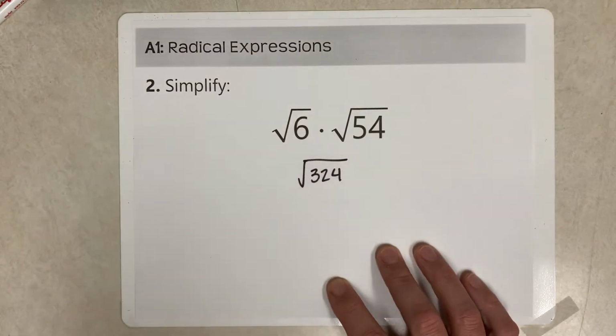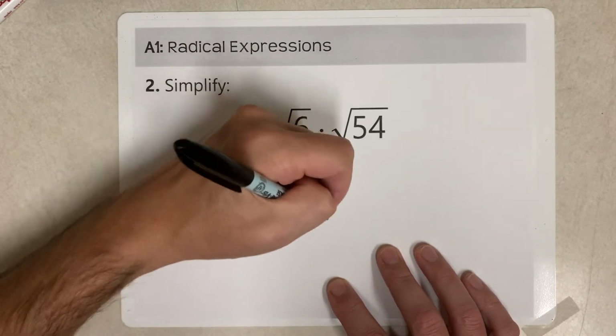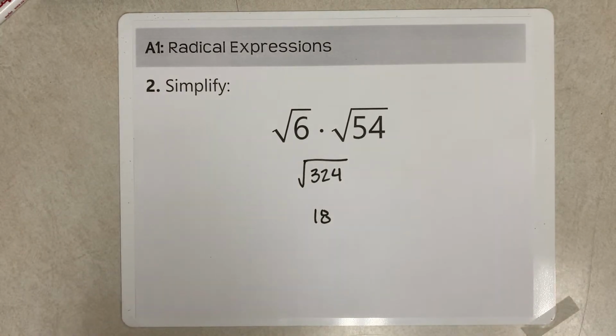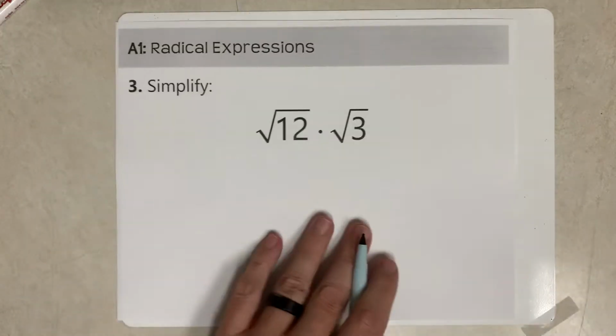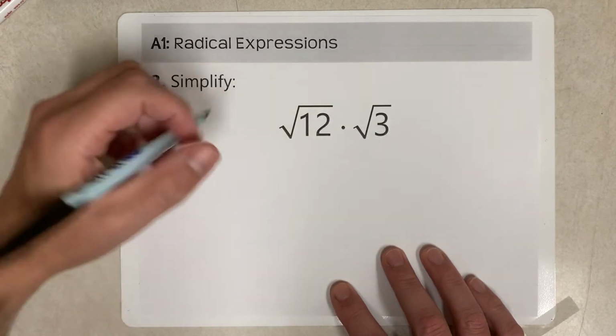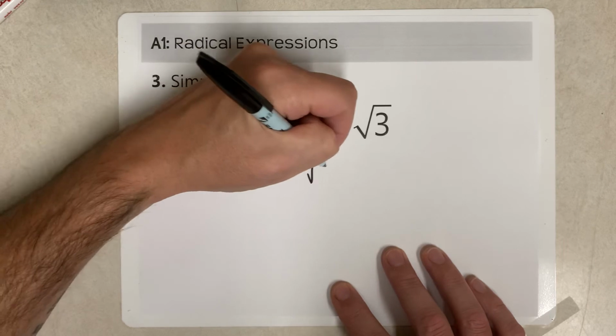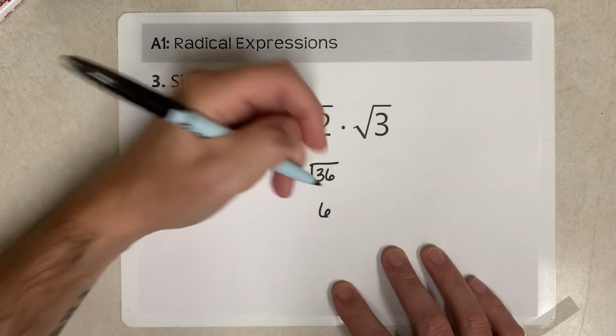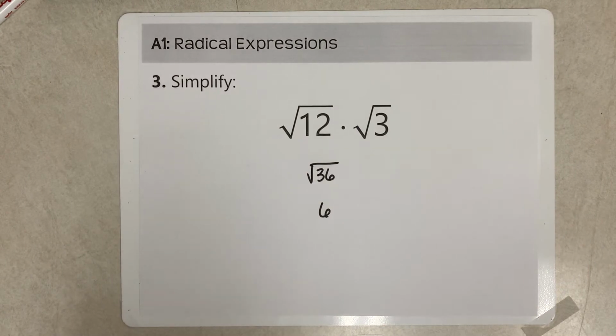And now the numbers got kind of big, so let's take the square root of that. And if you actually take the square root of that, you get 18 exactly. And 18 is our final answer. 12 and 3, 12 times 3 is 36. And we know that the square root of 36 is 6. And that one is done.